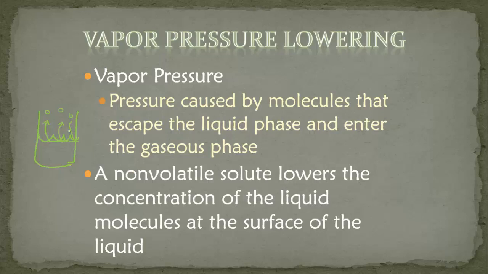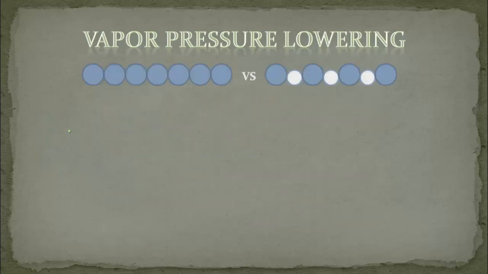However, a non-volatile solute that is added lowers the concentration of the liquid molecules at the surface of the liquid. So basically, this is what it looks like. Here is a pure liquid. Over here is the liquid plus the solute that has been added to it. So here are our little solute particles, and here are our liquid. You can see there are much fewer liquid little circles here than we have over here.